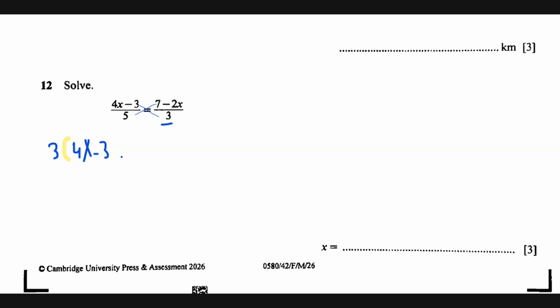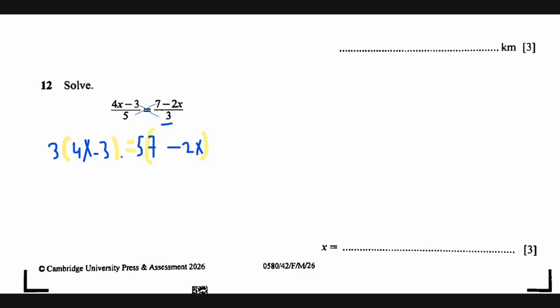Then we equalize it with the 5 multiplying by 7 minus 2x. So we say here the 7 minus 2x multiplying by the 5.